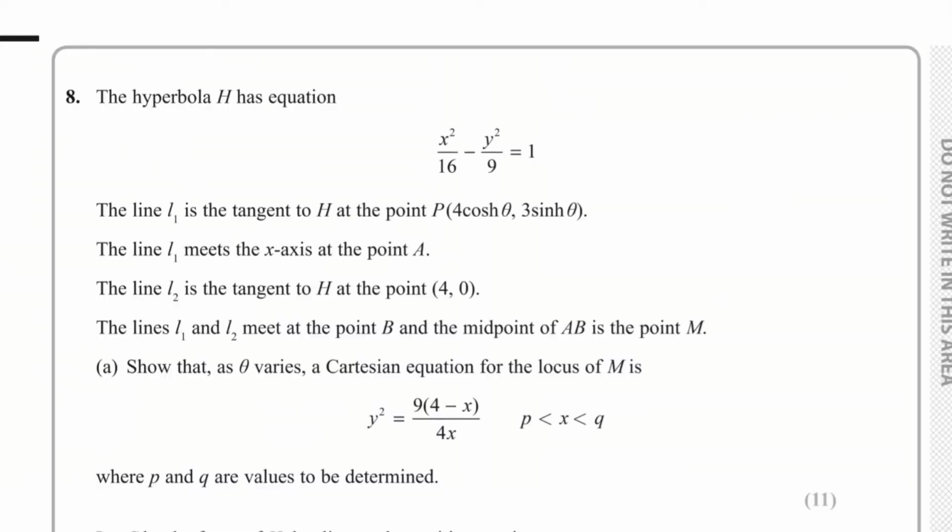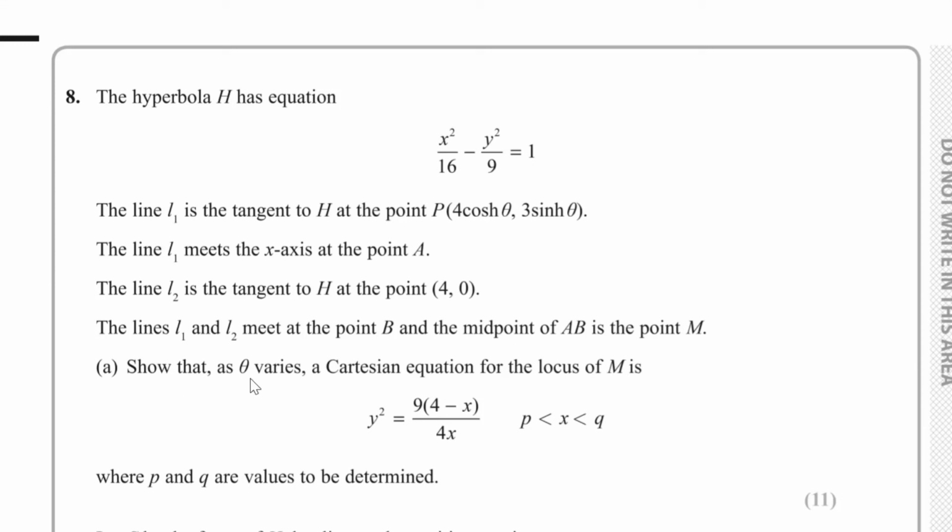Question number 8. The hyperbola H has equation x squared over 16 minus y squared over 9 equals 1. The line L1 is a tangent to H at the point P. P has coordinates 4 cos theta, 3 sine theta. The line L1 meets the x-axis at the point A. The line L2 is a tangent to H at the point (4, 0). The lines L1 and L2 meet at the point B, and the midpoint of AB is M.